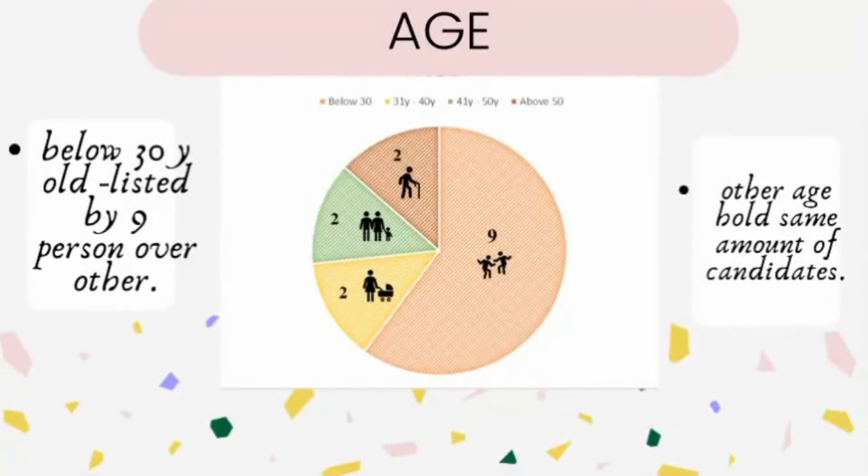Lastly, the figure shows the result of the survey conducted by age in the community. It was divided into 4 age groups, which are below 30 years, 31 until 40 years, 41 until 50 years, and 50 years and above. Results show the range of 30 years old has the highest number, which is 9 people. The rest have a similar result, 2 people each.